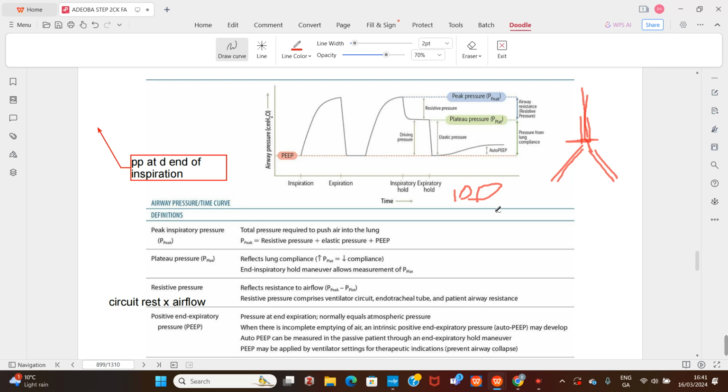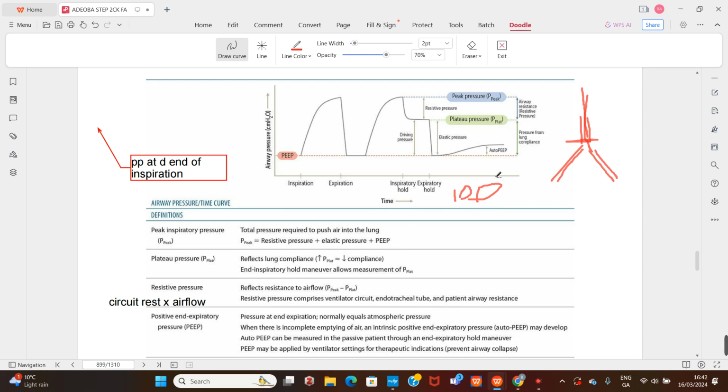So elastic pressure is not only a function of the lung elastic recoil, but also the chest expansion, because the chest wall also has its own elastic recoil. The chest wall undergoes elastic recoil in the outward direction, while the alveoli themselves undergo their own elastic recoil in the inward direction. So you need to take care of both of them. Both of them contribute to the elastic pressure. Then the last one is the PEEP.